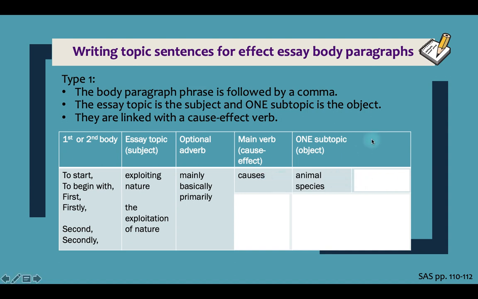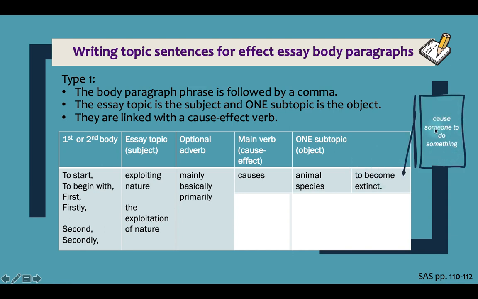Animal species to become extinct. So let's read the whole sentence. First, exploiting nature mainly causes animal species to become extinct. This is a very useful structure, this cause something to do something. Cause someone to do something, someone or something here. And we can only do that with this verb causes, generally. So you can always use this style, causes something to do something.